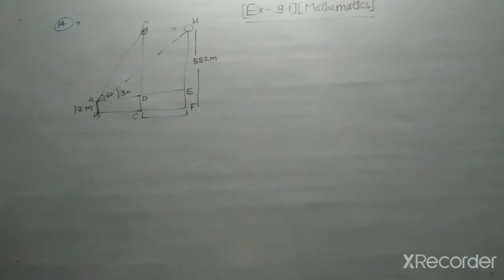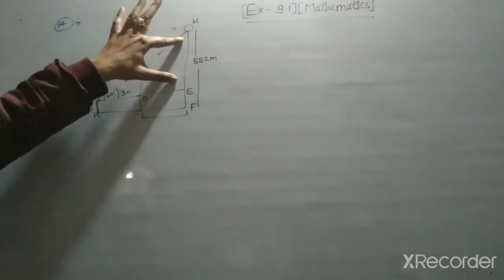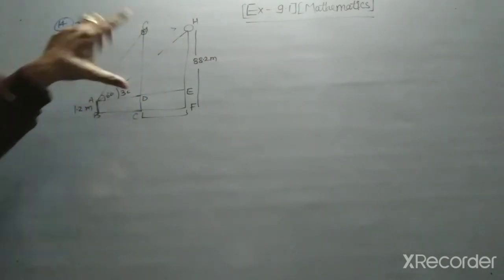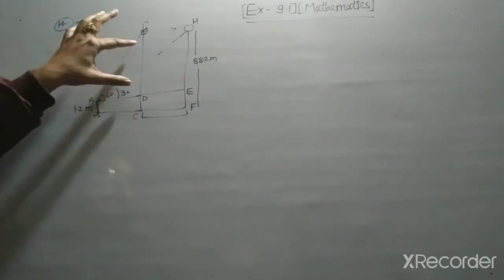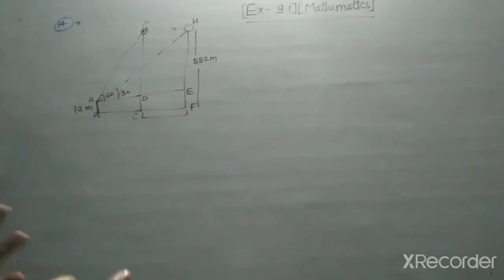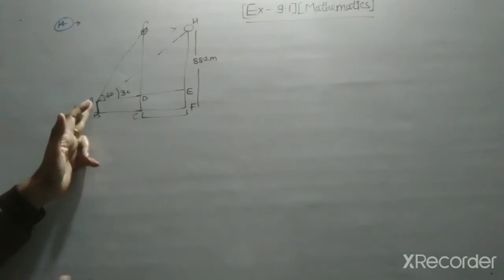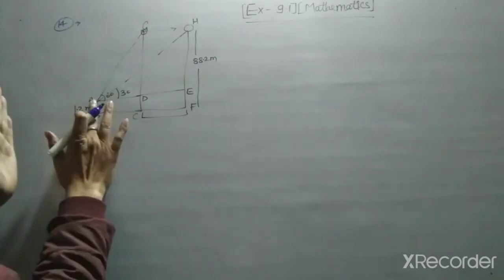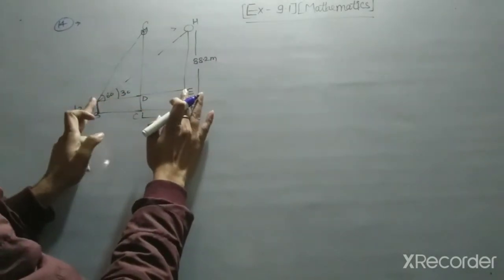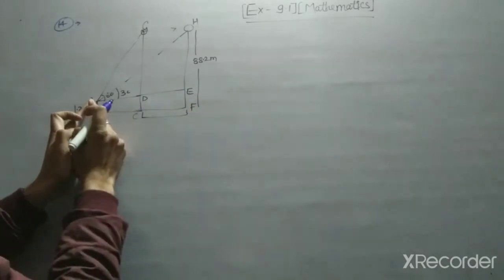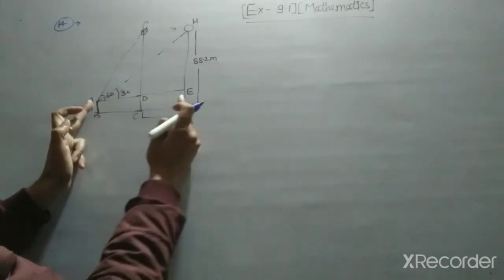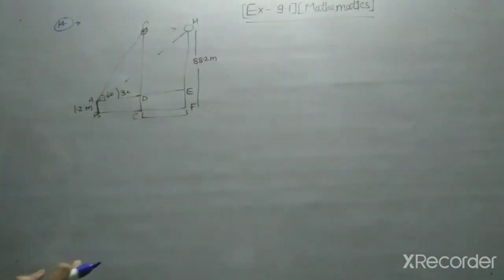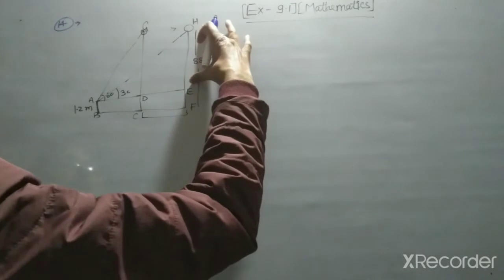So first of all you have to find this distance, that means HE, or you can say GD. What is the distance of GD and HE? You very well know, this distance is 1.2 and this total distance is 88.2. This distance is equal to this distance, because these are parallel or equal lines here. So you have to subtract the girl's height from the total distance. Then you will find this distance.